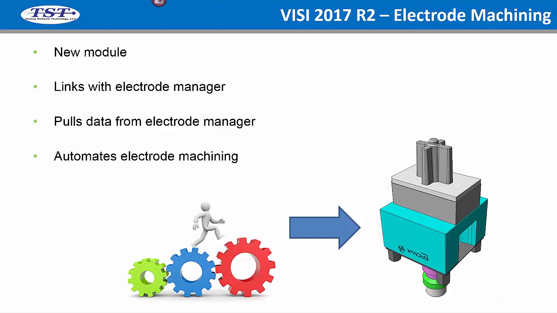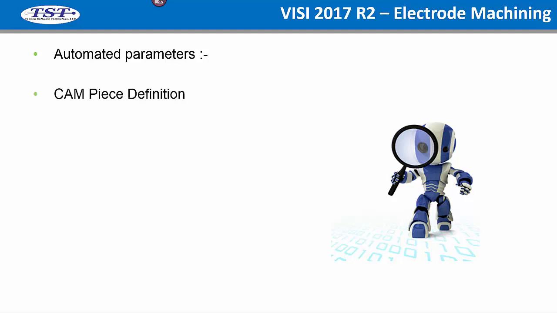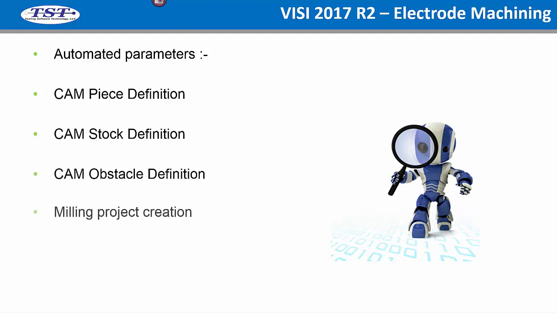In the electrode manager, we're defining everything we need for a machining process, so this automates that and takes away some unneeded steps and saves time, obviously reducing errors too. And in this type of industry, if we can reduce some errors, that's definitely a good thing. So it automates those parameters; the CAM piece definition, stock, and obstacle all get transferred over. The milling project creation, all that goes over. It executes a predefined operation template as well.